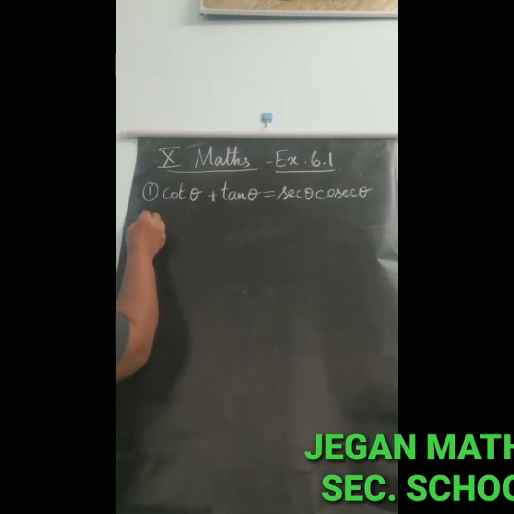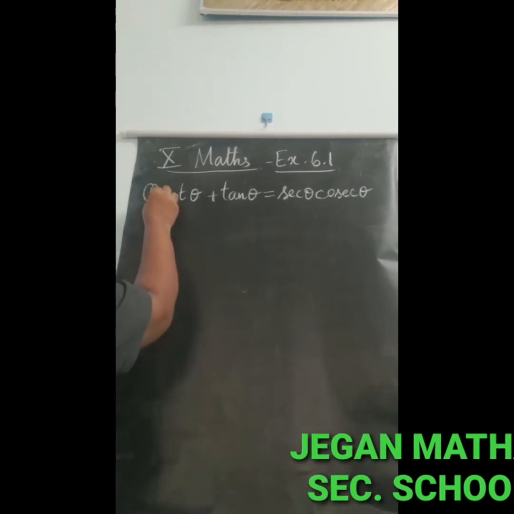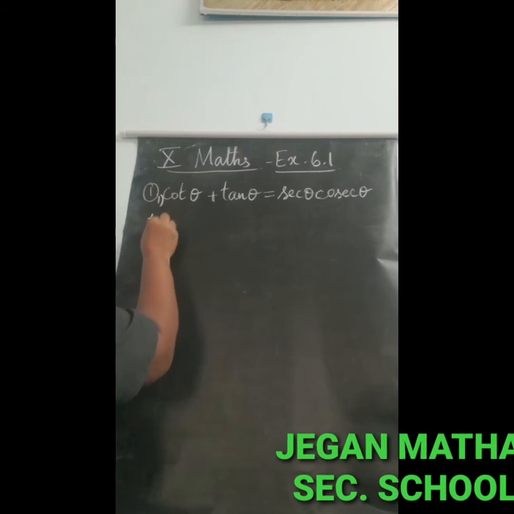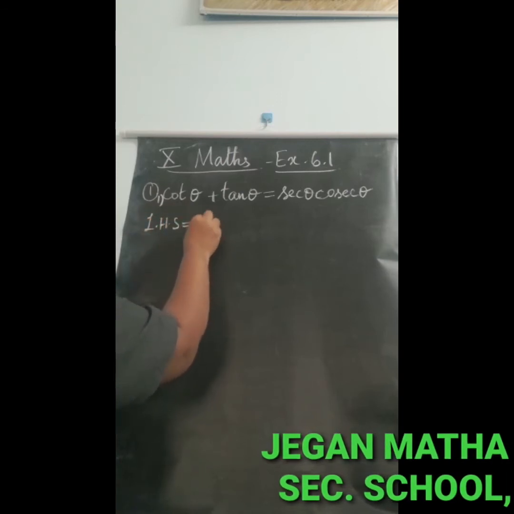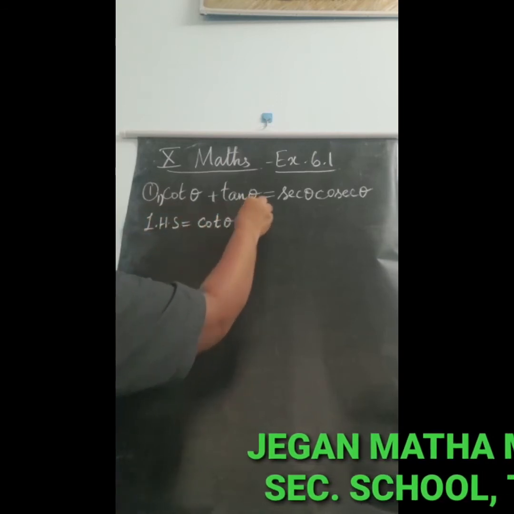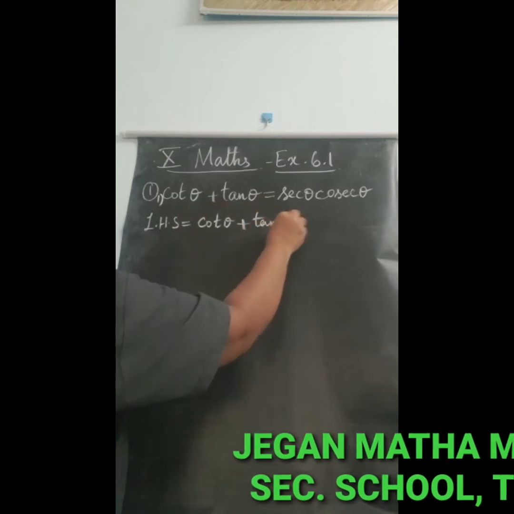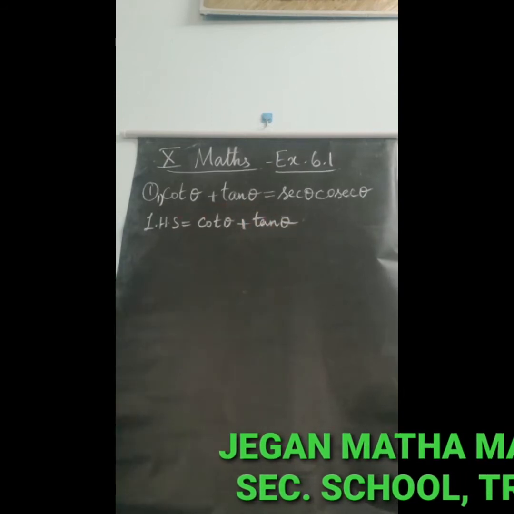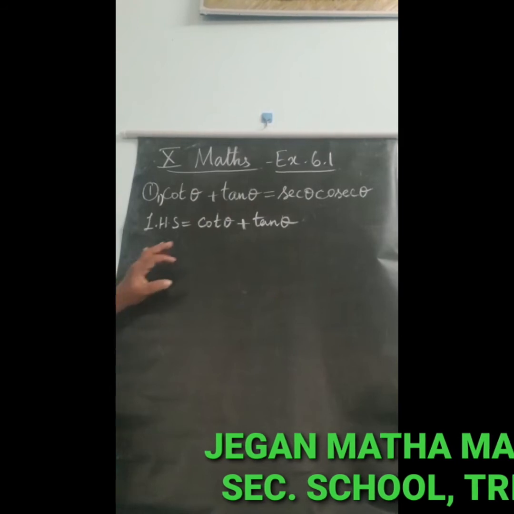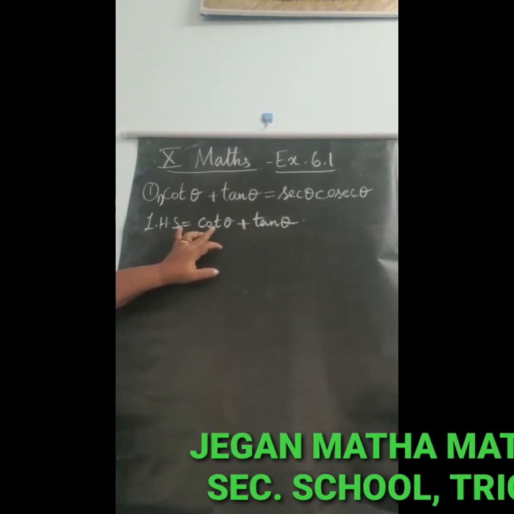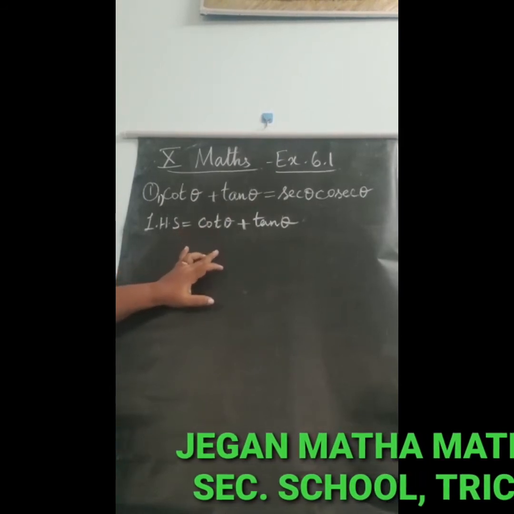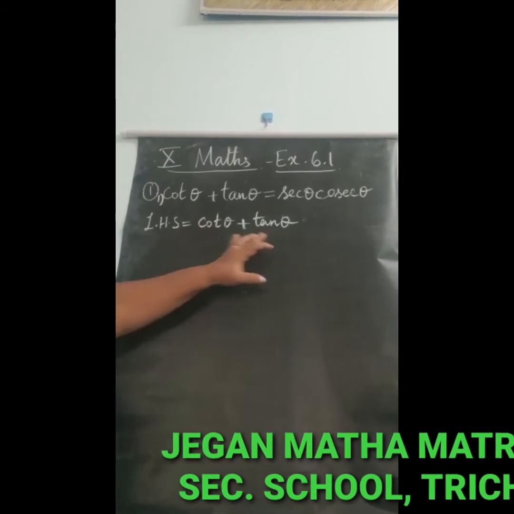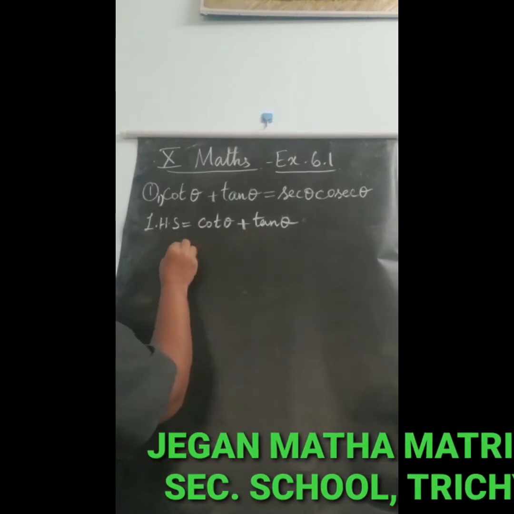First we have to take the LHS. So what is in LHS? LHS is equal to cot theta plus tan theta. Now let us change this. We have to change cot theta to cos theta by sin theta and here tan theta to sin theta by cos theta.